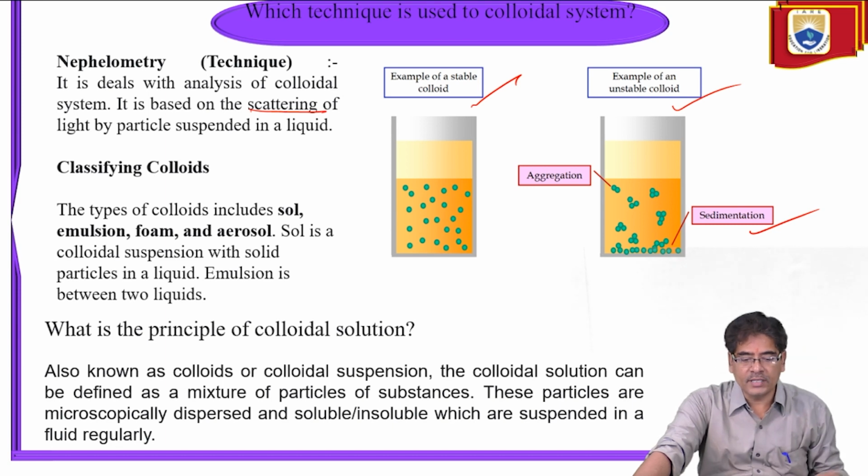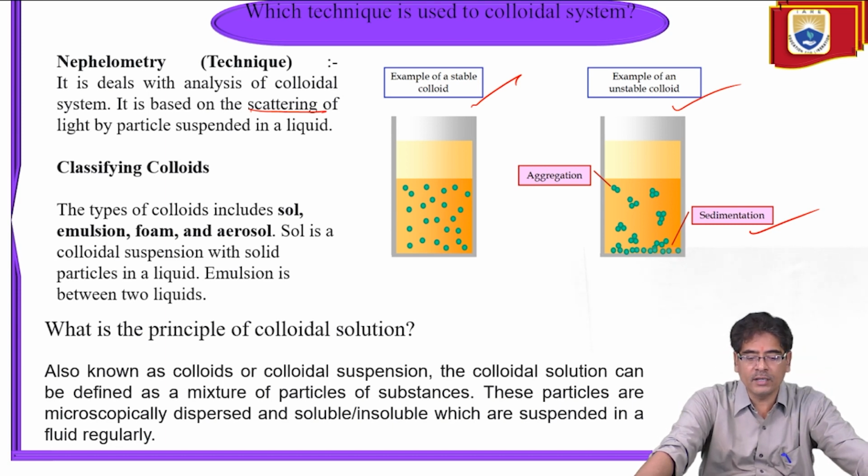Okay. The types of colloids include sol, emulsion, foam, and aerosol. Sol is a colloidal suspension with solid particles in liquid. Emulsion is between two liquids. So what is the principle of colloidal solution? What is the basic principle included in colloidal solution?